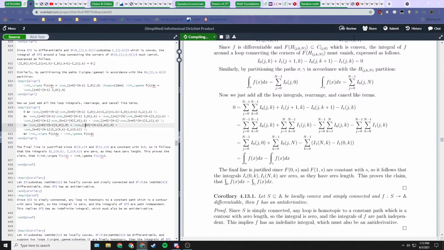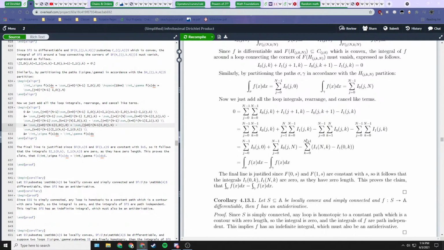So cancel the loops, separate the terms. Let me make sure I got these right. So this one, I1 with n. We have I1 when k goes to n. That should be minus I0 and plus I1. I think I may have messed this one up. Let's figure this out.